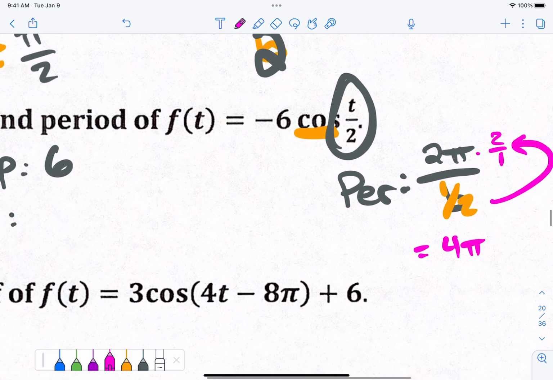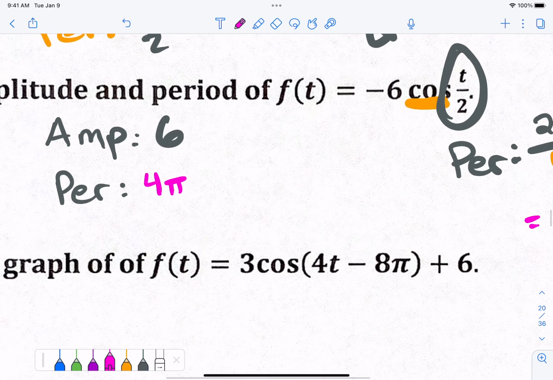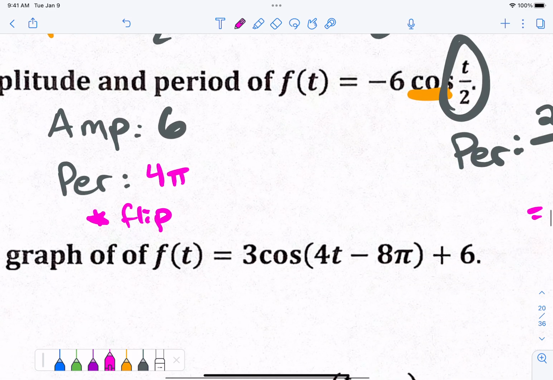That's right because when your b value is smaller, it makes it wider. A small b has the inverse effect: a small b makes it wider, and a big b makes it smaller. So amplitude and period, that's all they were asking for. Now it is also flipped. You can put that down if you want to, but you don't necessarily have to. They were only asking for amplitude and period. But that negative is there as well. Got it? Happy with that?